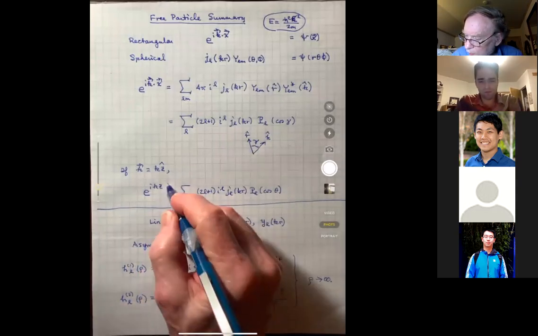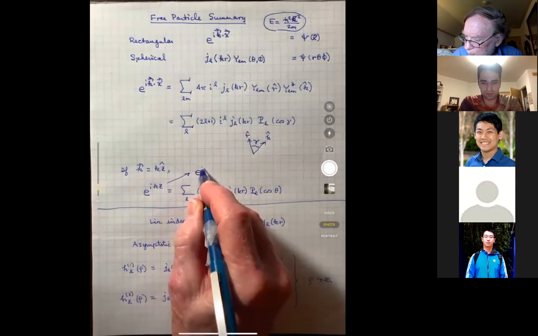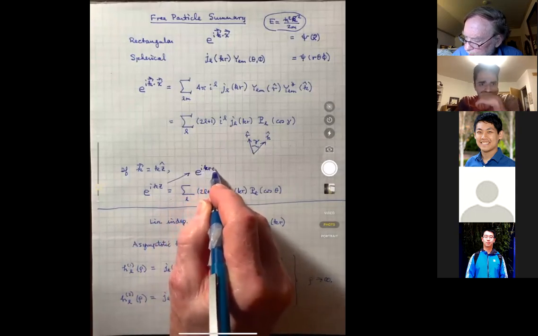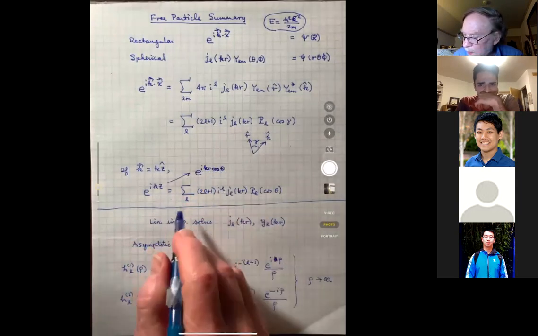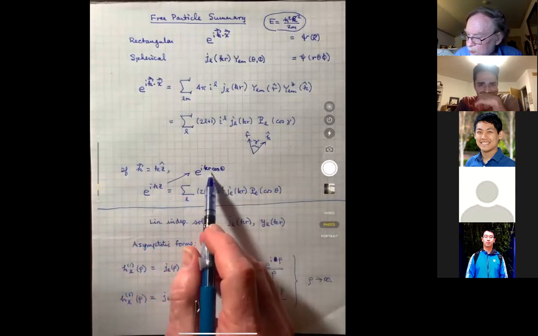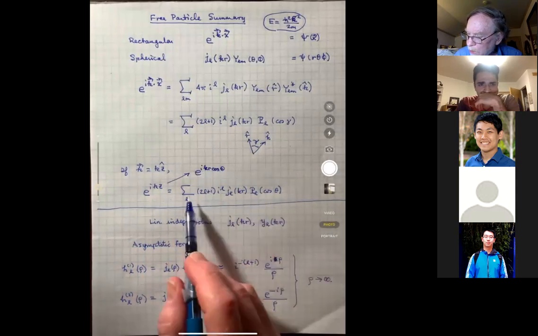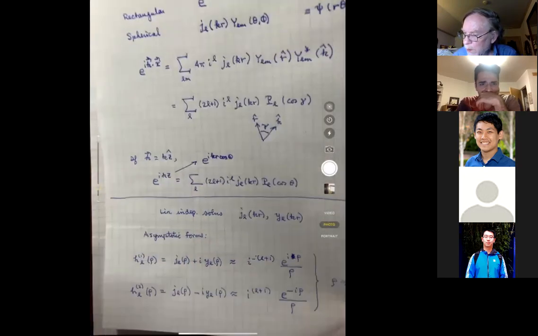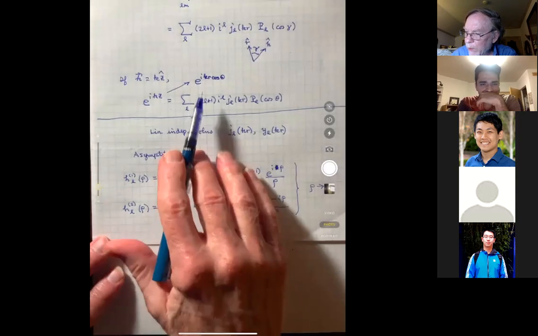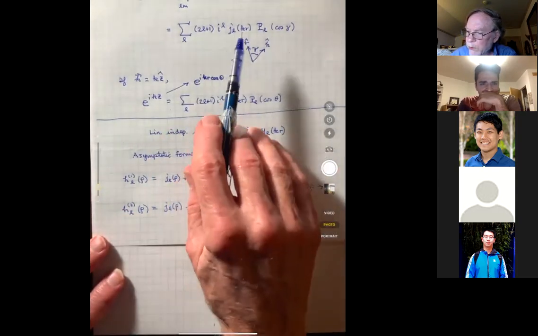By the way, e to the iKZ can also be written as e to the iKR cosine theta, because of course Z is just equal to R cosine theta. This is the expansion of e to the iKR cosine theta in Legendre polynomials, where the coefficients are explicitly given.